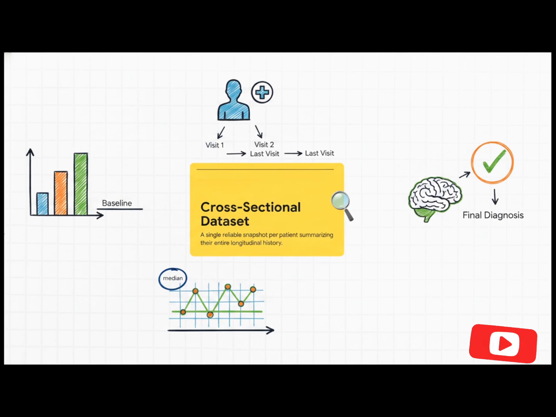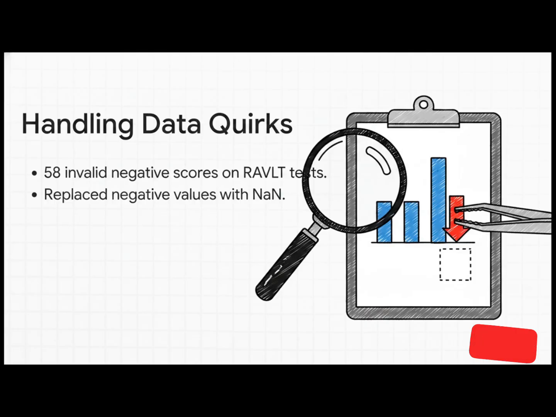Finally, for the target variable, which is the patient's diagnosis, we take their last recorded diagnosis to represent their final clinical status. Of course, while traversing this time machine, you've got to watch out for clinical data quirks. For instance, in the ADNI dataset, we found 3 variables tied to the RAVLT memory test that actually contain negative scores. Clinically speaking, a negative score on these specific tests is logically impossible. But instead of just deleting these entire patient records and losing all that valuable data, we isolated these 58 anomalies and replaced them with NaN. This effectively marks them as missing data to be handled in our next step.